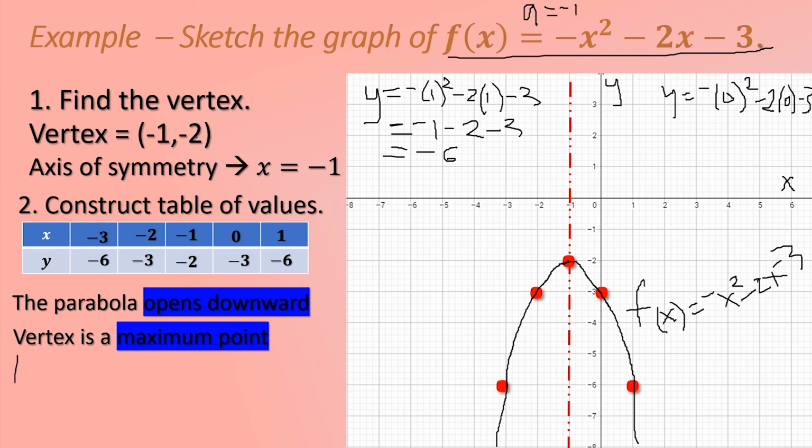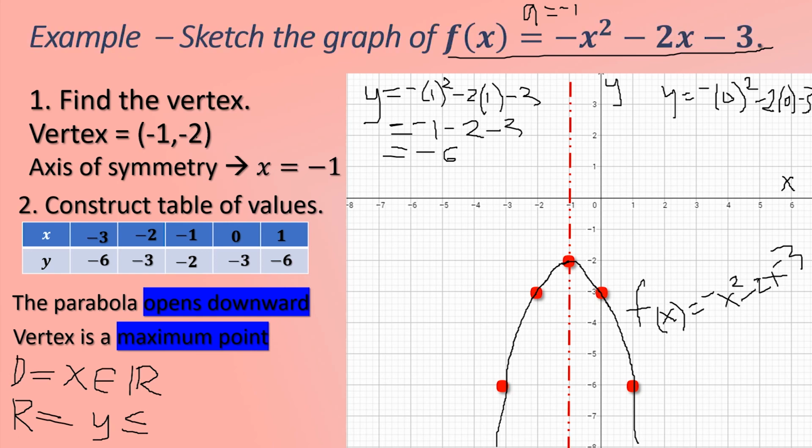Next that we are going to have is the domain. Domain, as I said earlier, the domain is always the set of all the real numbers. Now for the range, since the parabola is opening downward, we are going to use the symbol less than or equal to, and then we have y. So for the range, we have y is less than or equal to, because the parabola is opening downward. If it's opening upward, then you use greater than or equal to.